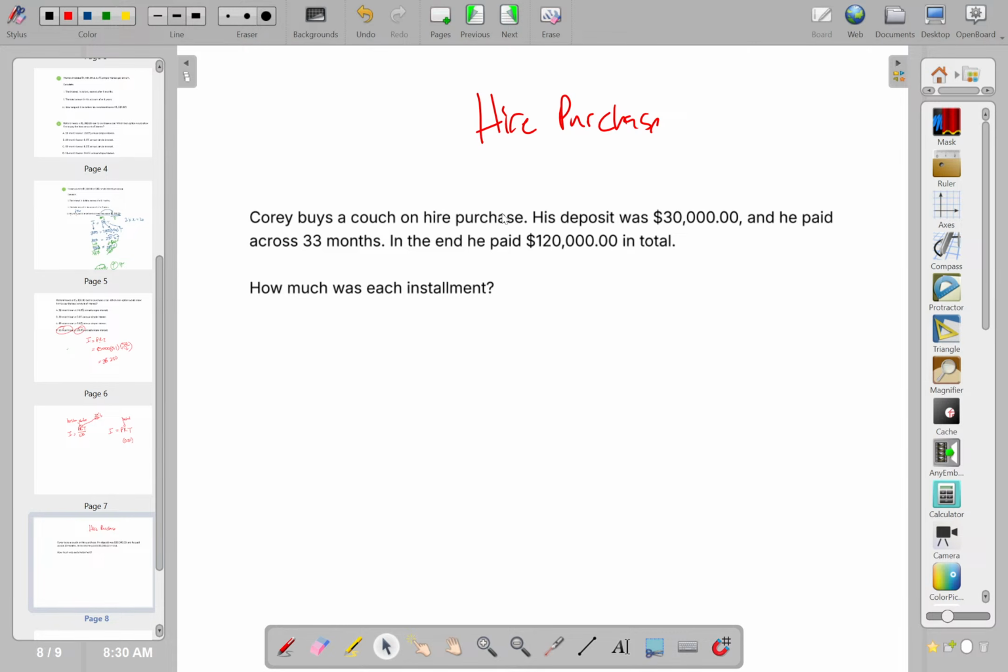Corey buys a couch on hire purchase. He deposits 30,000 and he paid across 33 months. In the end, he paid 120,000 in total. How much was each installment? Now, first of all, what is hire purchase?